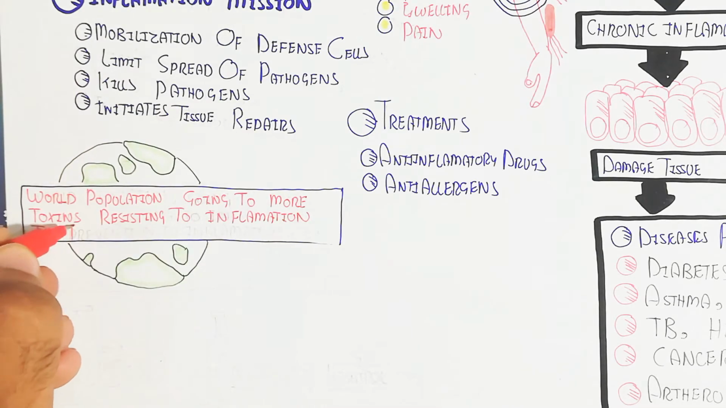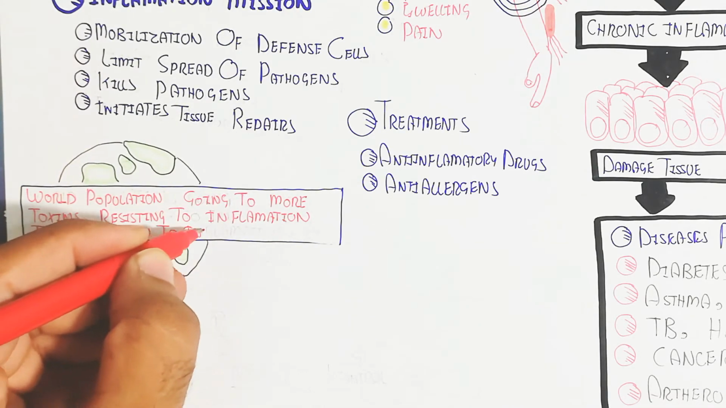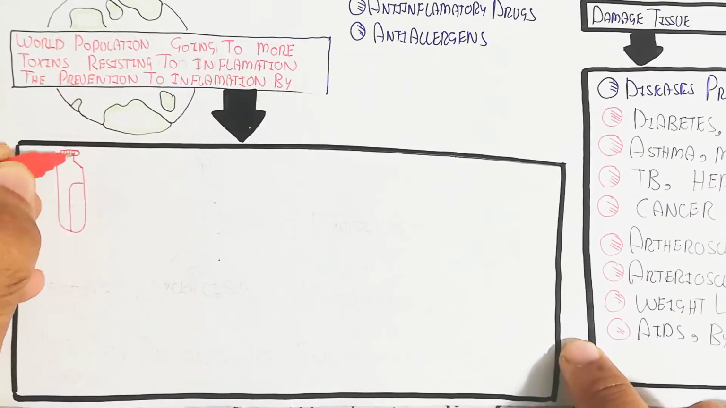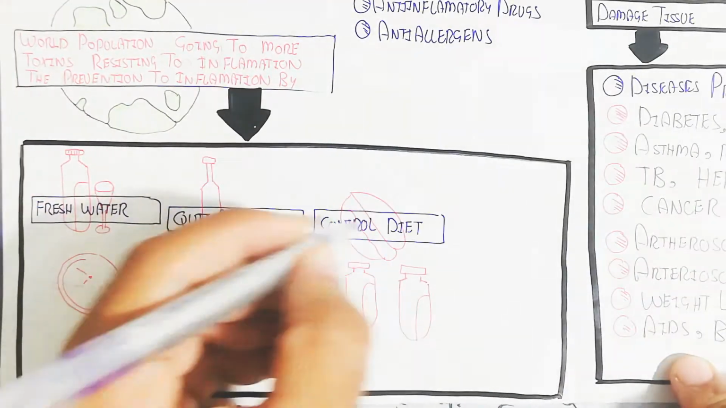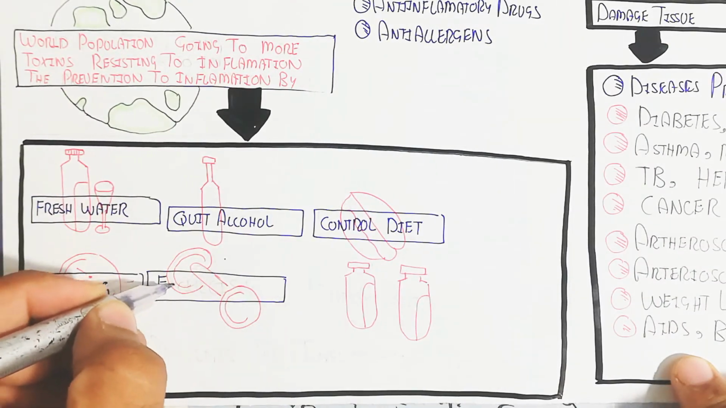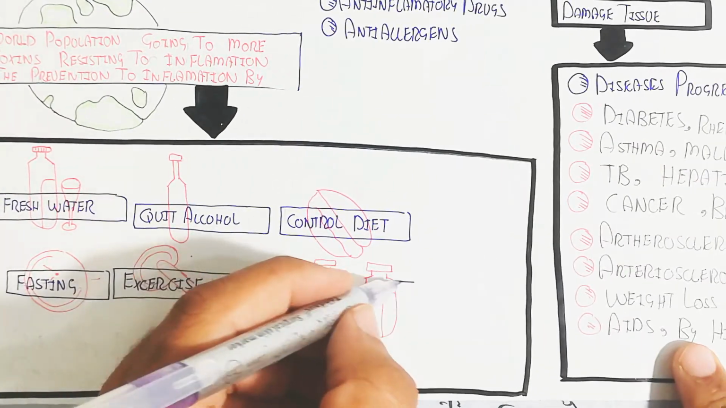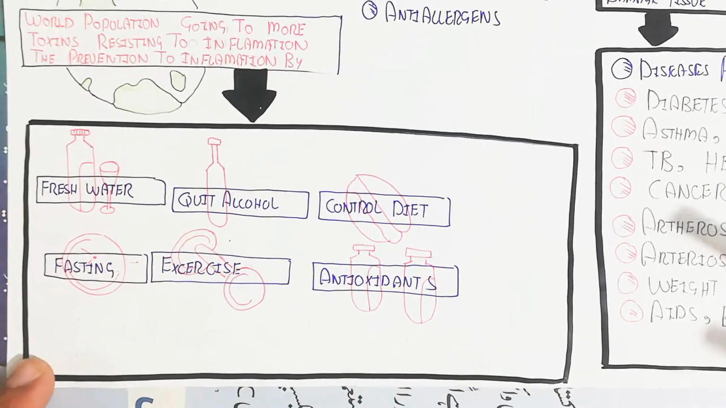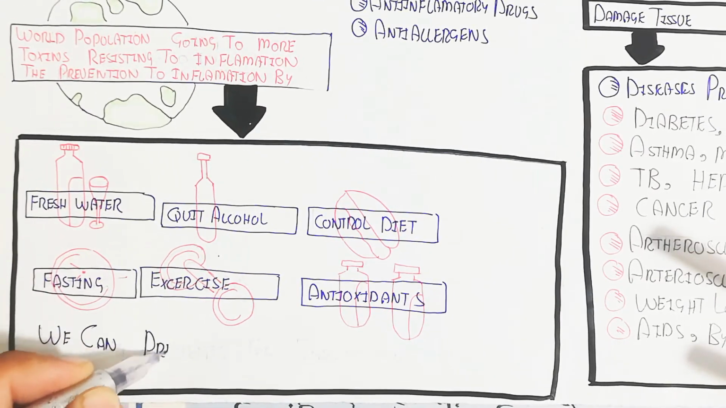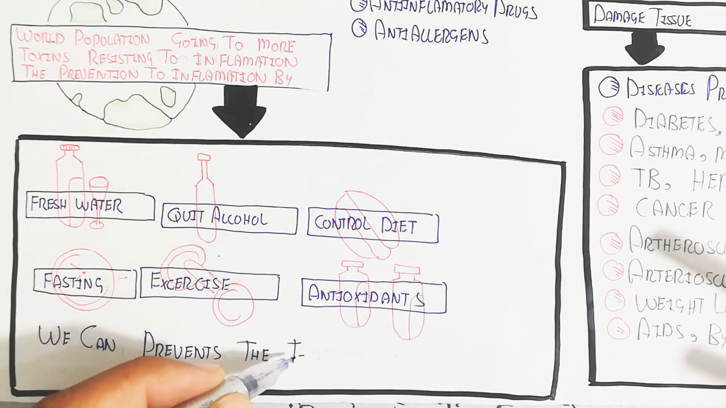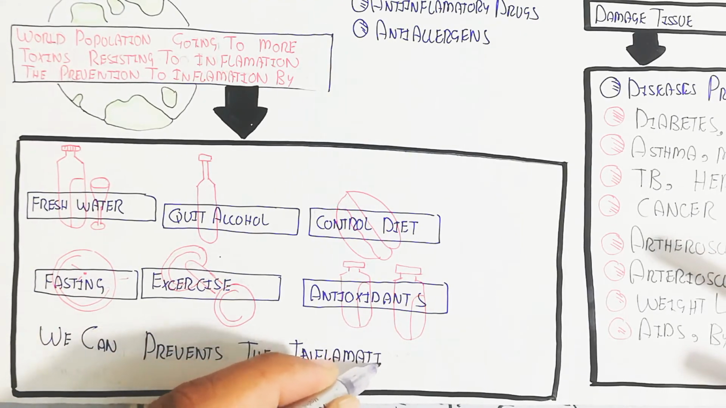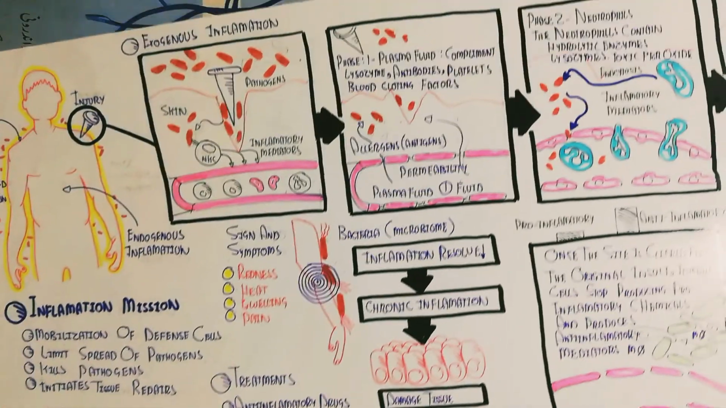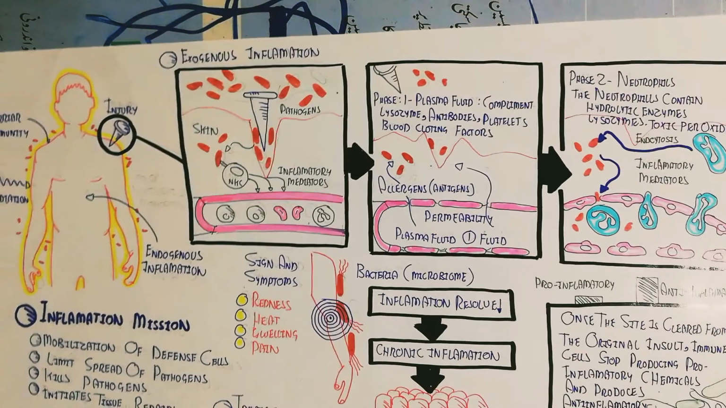The world population is being exposed to more toxins, so resisting inflammation matters. We can prevent inflammation through fresh water, quitting alcohol and smoking, a controlled diet, fasting, exercise, and antioxidant supplements, which can decrease inflammation. So we can prevent inflammation through these controls.